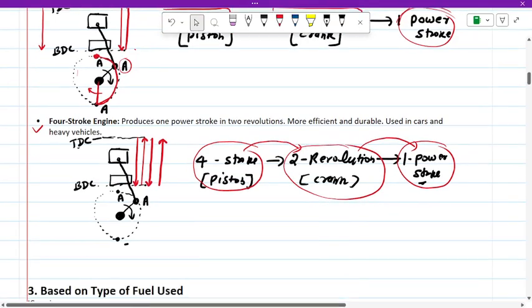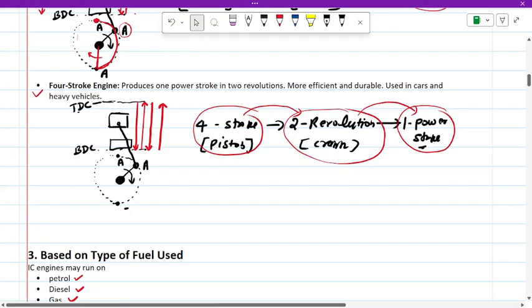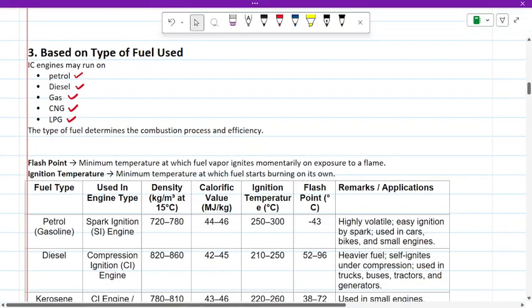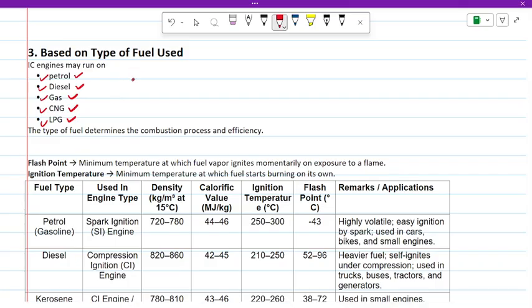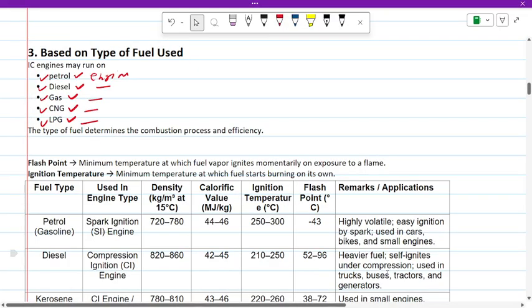Okay, single power. So this is two stroke and four stroke. Next is based on types of fuel. We know that there are petrol, diesel, gas, CNG, and LPG. So we can write only the name of the fuels: petrol engine, diesel engine, gas engine, CNG, LPG.